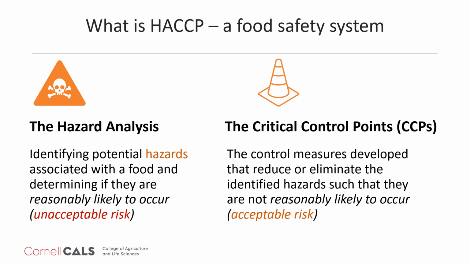So in step 1, you perform the hazard analysis to identify any potential hazards associated with the food and determine if they are reasonably likely to occur, meaning it represents an unacceptable risk. And in step 2, for all hazards you identified as representing an unacceptable risk, you establish the critical control points, or CCPs, that will eliminate them or lower the risk to an acceptable level. Food safety professionals like to say there is no zero risk, but risk can always be lowered and controlled at an acceptable level.